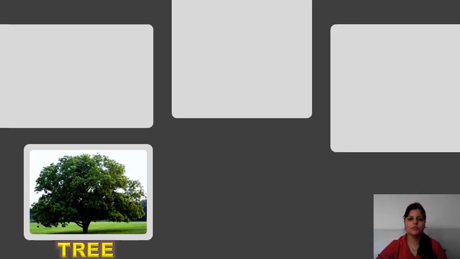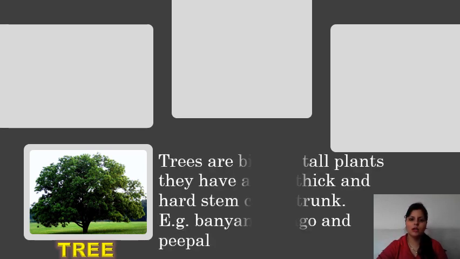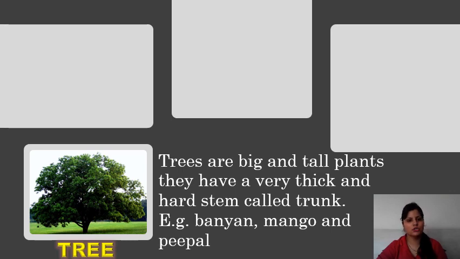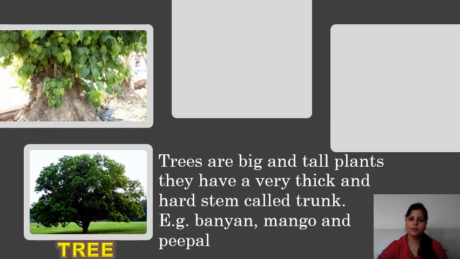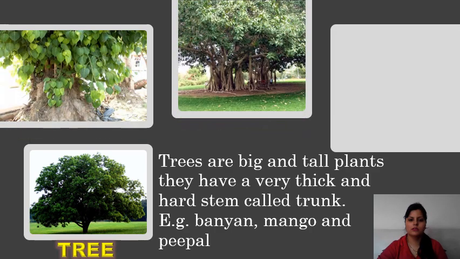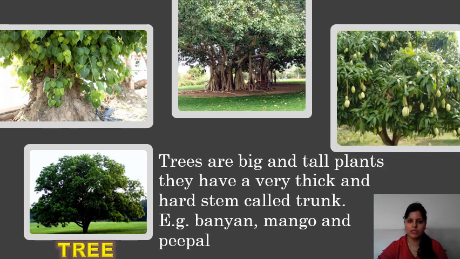So children, let us see the first type of plant, that is tree. So what are trees? Trees are big and tall plants with a very thick and strong stem called trunk. So let us see the examples: peepal tree, banyan tree, and mango tree. Let us see the next one.